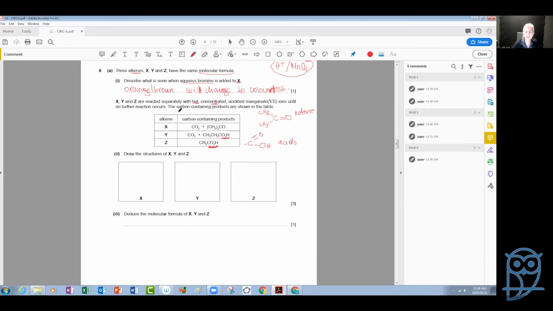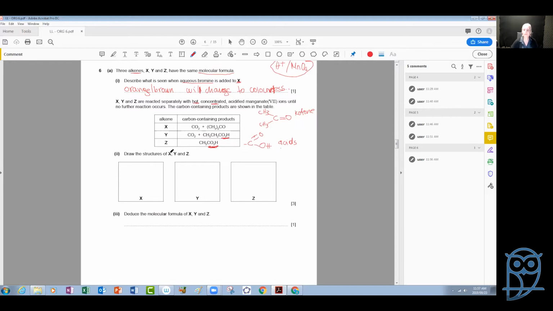What do we need to find out here? They're reacted separately in hot and concentrated acidified manganate ions until no further reaction occurs. The carbon-containing products are shown in the table. Draw the structures of X, Y, and Z. From this information, we can find the structures. Now, it needs some thought here.